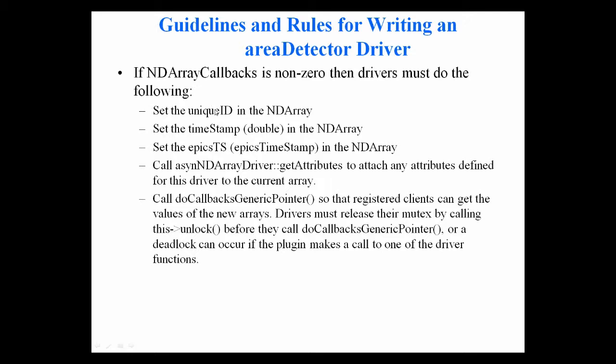Now, sometimes the vendor provides that for you. In the case of the Prosilica camera, the hardware generates a unique ID, or the Point Grey camera's library does the same thing. The hardware generates a unique ID, which is useful because in the case of a gigabit camera, you might have lost a frame between the camera and the driver, and you want to know that. You want to know which frame you lost. And if the camera is generating the unique ID, then you want to use that. But if the vendor or the camera doesn't generate a unique ID, then you need to do it in your driver, and in either case, you need to put it into the ND array.